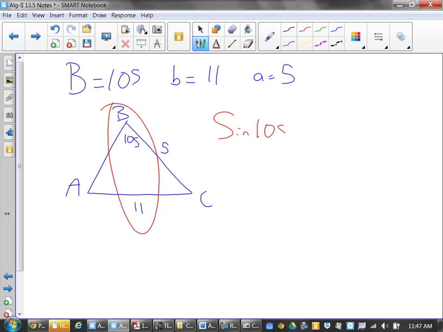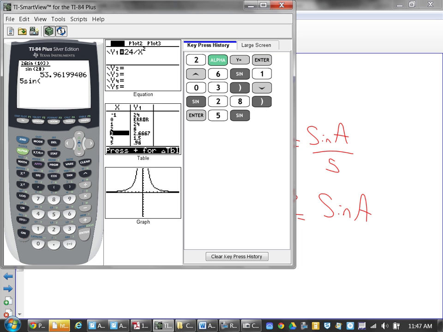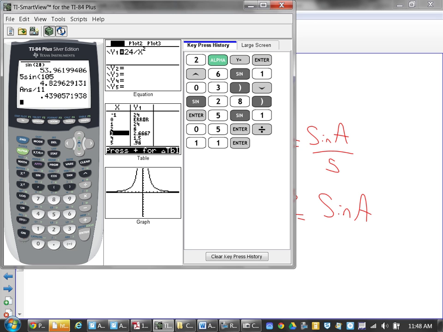Sine of 105 is to 11, as the sine of A is to 5. Multiply by 5, you get 5 sine 105 over 11 is the sine of A. So when you go to your calculator, 5 sine, what was it, 103? 105. Hit enter. Divided by 11, hit enter. You have some crummy decimal right now stored, don't round it now, because you're not done yet. 0.490571. Right now, this equals the sine of angle A. Do you agree? How do you get A by itself now?